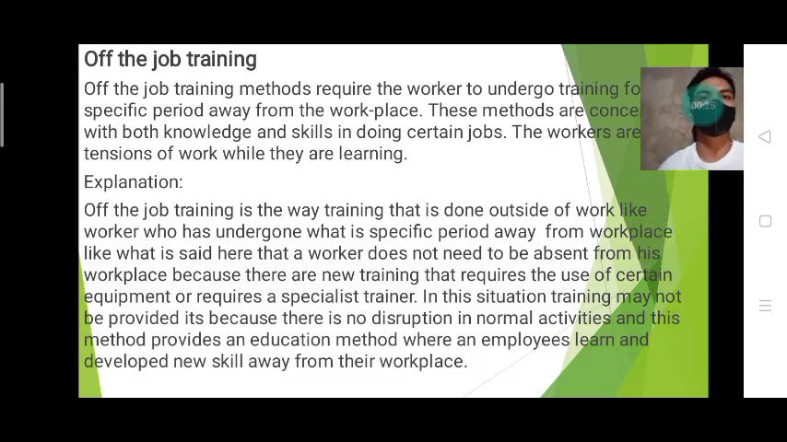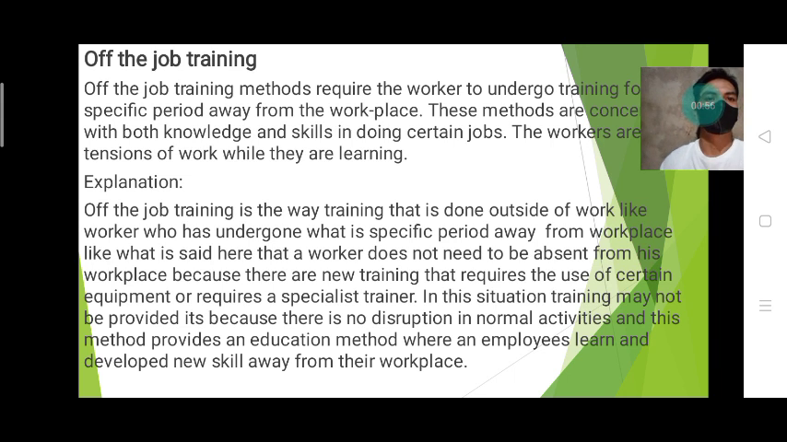So when we see off-the-job training, it is training that is done outside of work, where a worker undergoes a specific period away from the workplace. Like what is said here, a worker does not need to be absent from his workplace because there are new trainings that require the use of certain equipment or a specialist trainer. In this situation, training may not be provided.